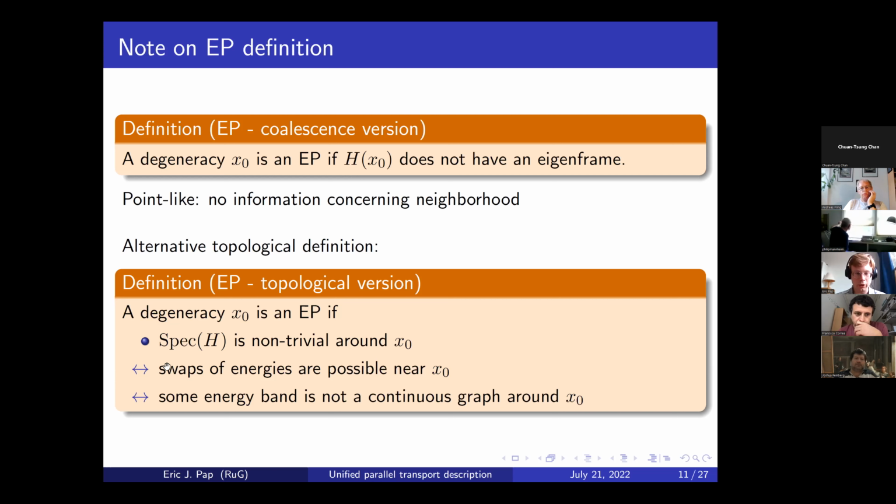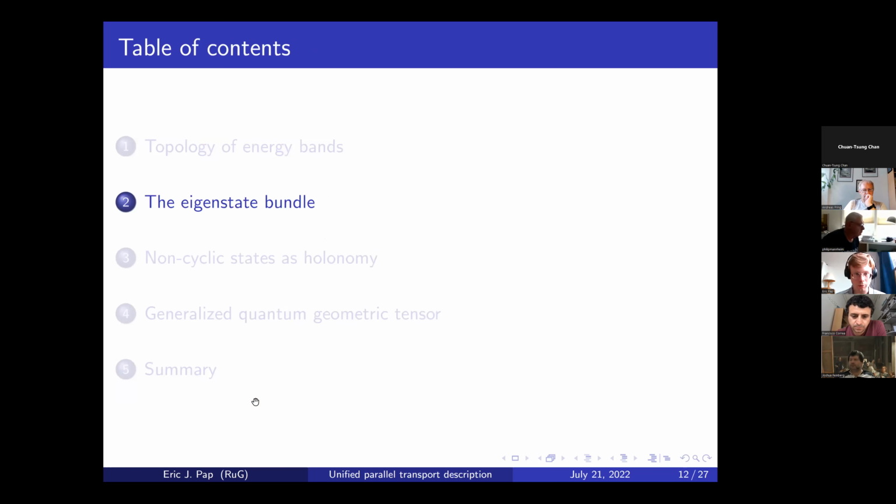This is equivalent to requiring that swaps of energies are possible arbitrarily close to the point, or you take this multivaluedness viewpoint so that some of the energy bands are not a graph of a single valued function. So resuming, I would say, well, you have the coalescence idea, you have this topological idea, and these are interesting for their own reasons, and it would be nice if you can really distinguish what is what. Okay, but this is my final note on the topology, so let's now continue with the geometry.